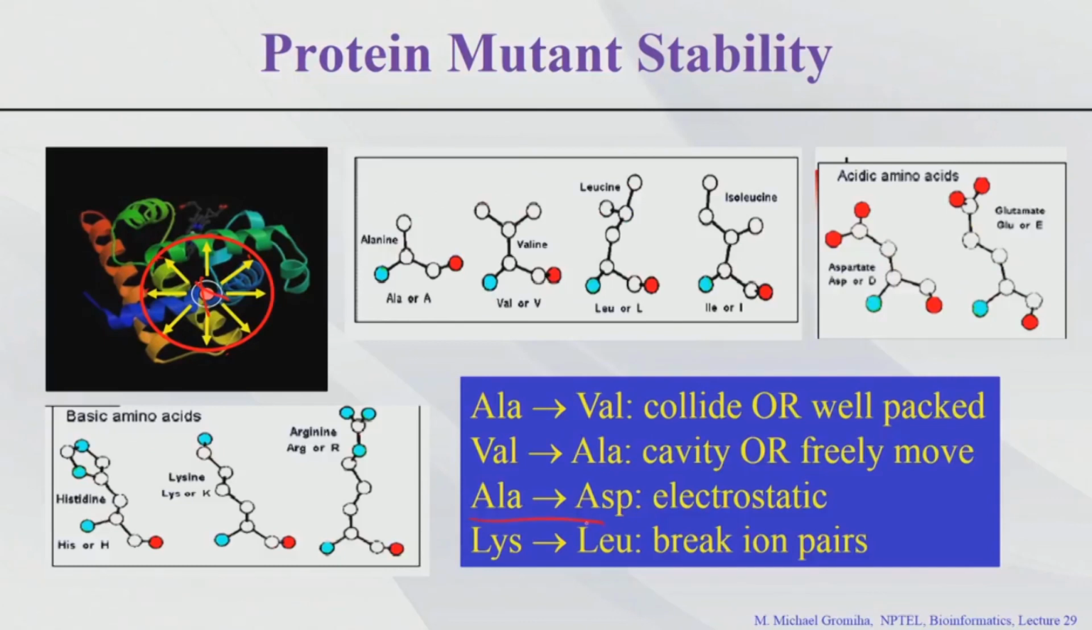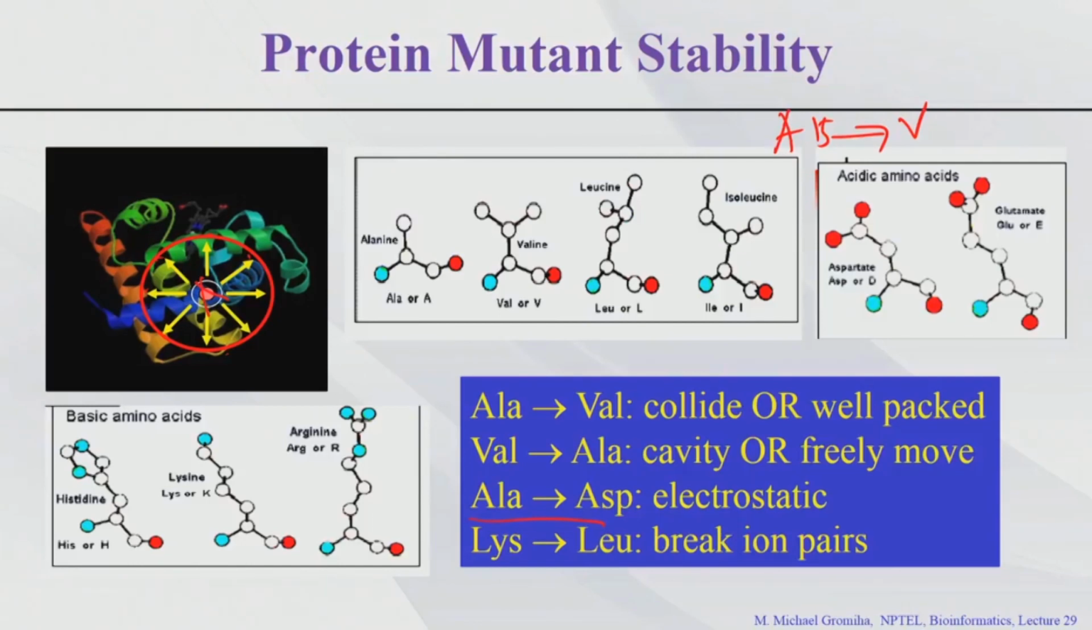Like alanine to aspartic acid: on the surface, you can make electrostatic interactions with lysine and arginine, or if it is buried, then this will disturb and destabilize the protein. So, likewise, if you have any mutation, for example, alanine 15 mutated to valine in a particular protein, whether it is stabilized or not. The question is a two-state problem: will this stabilize or destabilize?